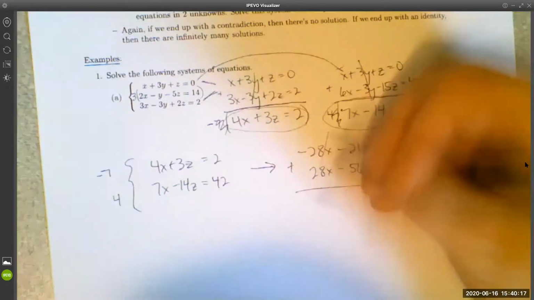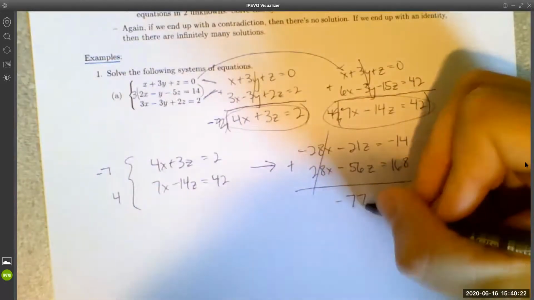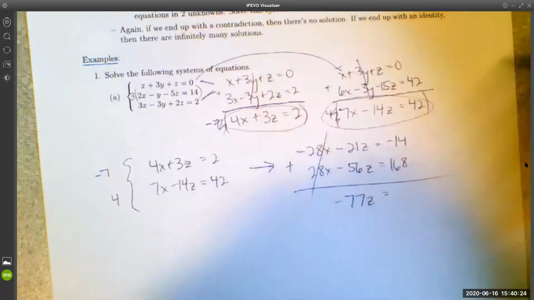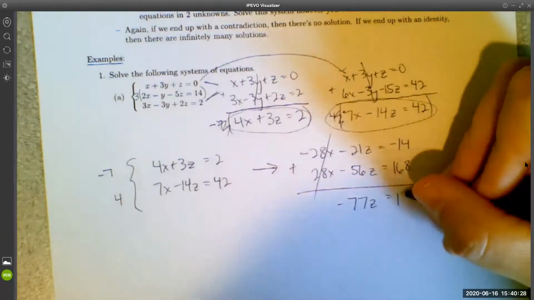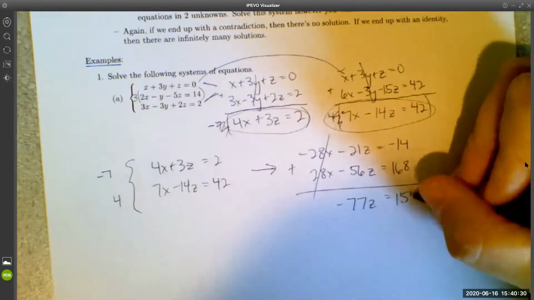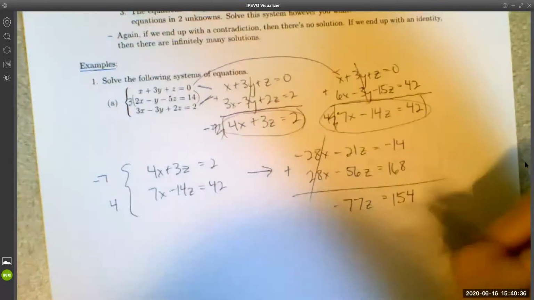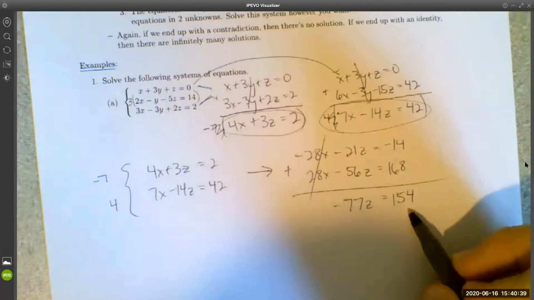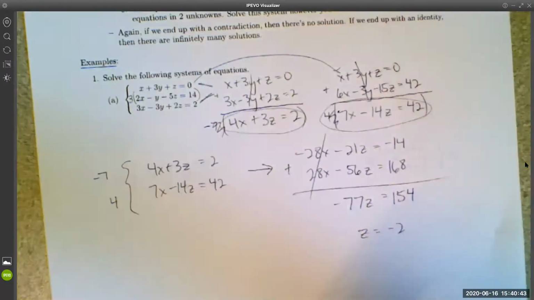I add these up. I have negative 77z equals 154, I believe. Oh, and look at how nicely that works. 2 times 77 is 154, isn't it? So z is negative 2. Oh, this problem was rigged.